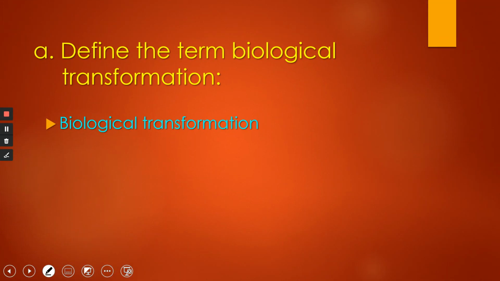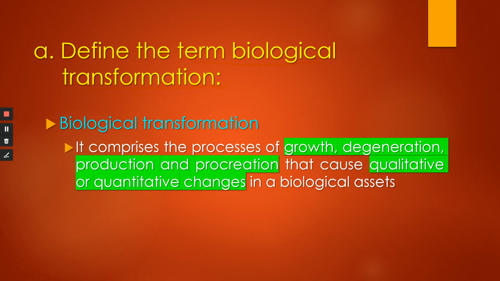The first one, the question asks you to define the term biological transformation. So what is biological transformation? It has something to do with the physical changes in a biological asset. So let's look at what you have here. The process of growth, degeneration, production, and procreation, which would cause either qualitative or quantitative changes in a biological asset. Okay. Next, we look at the second one.